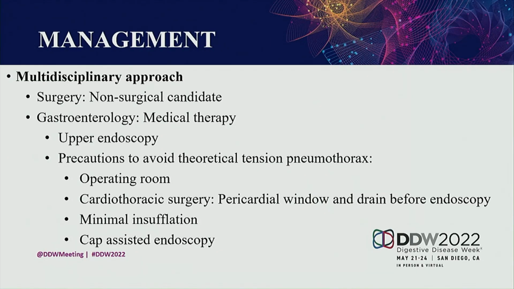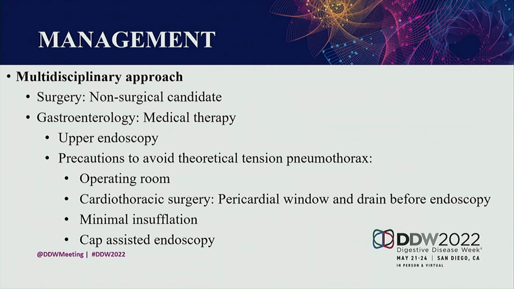Then we opted for a multidisciplinary approach. First of all, we asked our surgery colleagues, who deemed the patient a non-surgical candidate. From our standpoint, we started medical therapy: keeping the patient NPO to start with, IV antibiotics, IV PPIs, in addition to TPN for nutrition. Then we thought about the use of upper endoscopy for diagnostic purposes, but we also wanted to consider possible therapeutic options. So we took all the precautions to avoid any theoretical tension pneumothorax.